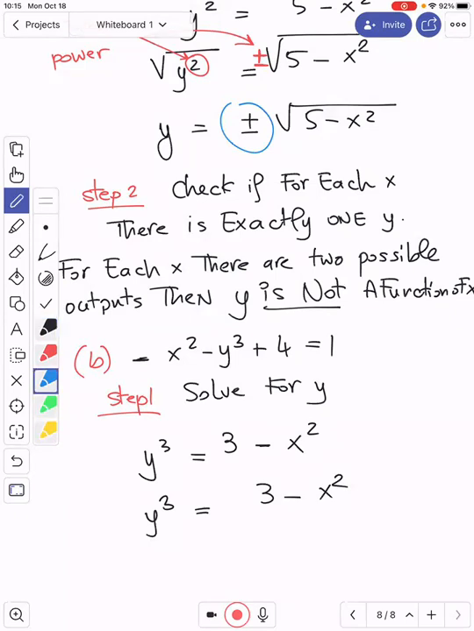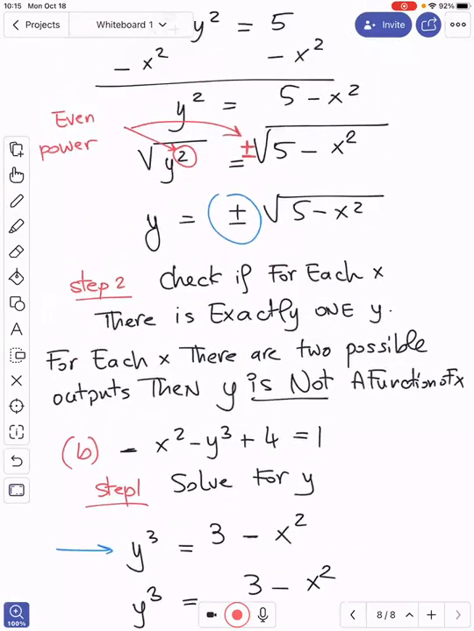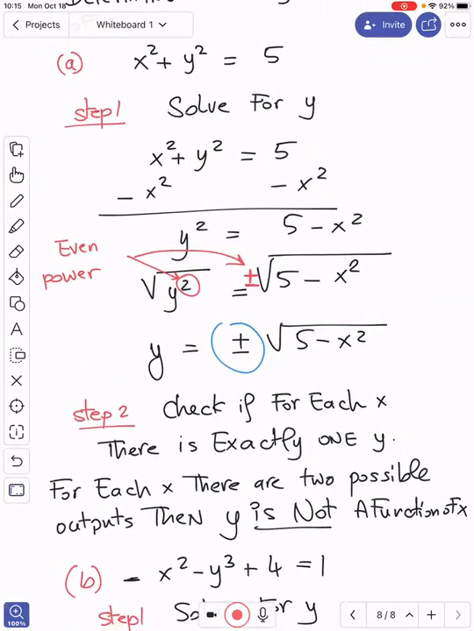Excuse me. Yes, please. For the first one, for A, do we just leave it as y equals plus or minus the square root of 5 minus x squared? Yes. I mean, there is nothing else to do here. We leave it like that. And since there was a plus or minus, is it not a function? Yes, because of the plus or minus, it's not a function. Okay, got it.